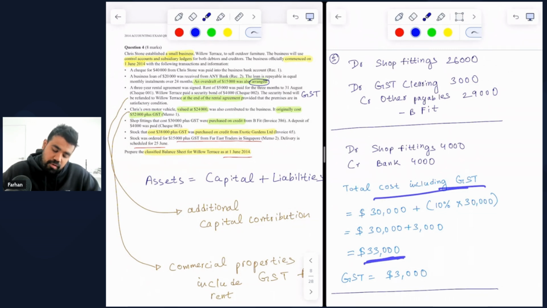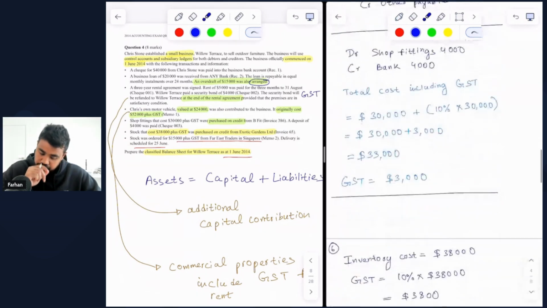$4,000 has been paid in cash, which is why we are crediting bank by $4,000 and we're debiting shop fittings by $4,000. And the remaining $29,000 out of the $33,000 is what is split into the cost of shop fittings as $26,000 and GST clearing as $3,000, with the total amount of $29,000 being a present obligation and treated as a current liability or other payables to BFIT.